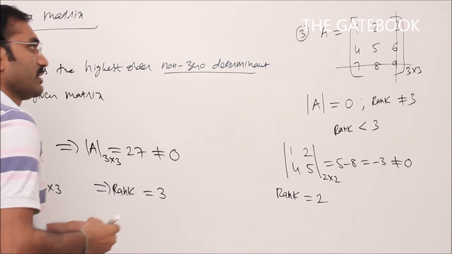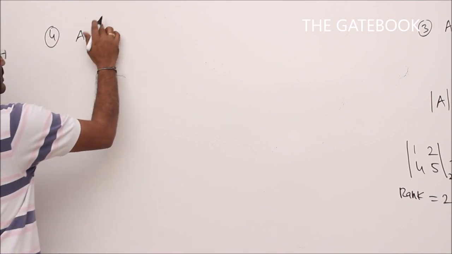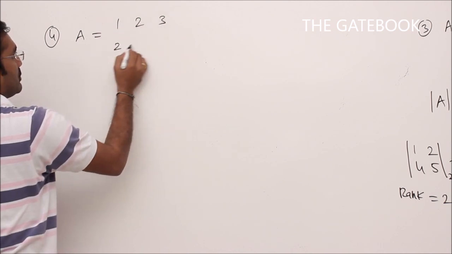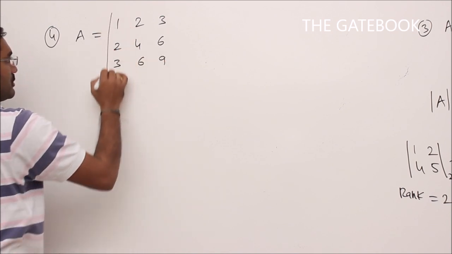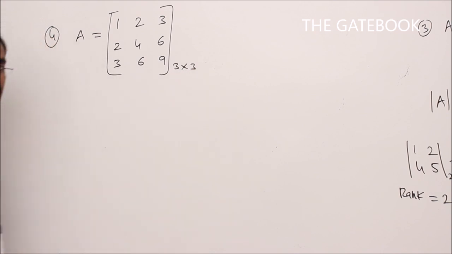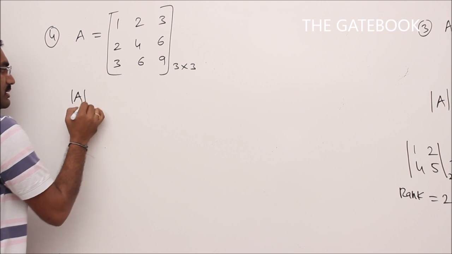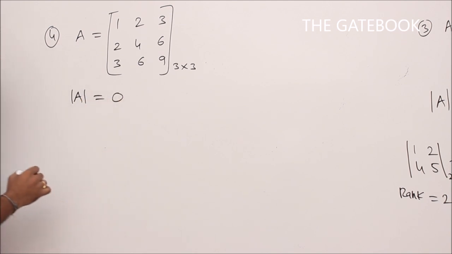Now taking another example, example 4, let us consider this matrix. A is equal to 1, 2, 3, 2, 4, 6, 3, 6, 9. I want to find the rank of this matrix of order 3 by 3. So to find the rank, first find the determinant of that matrix. Here the determinant value will be 0.